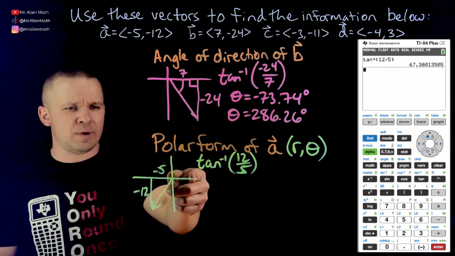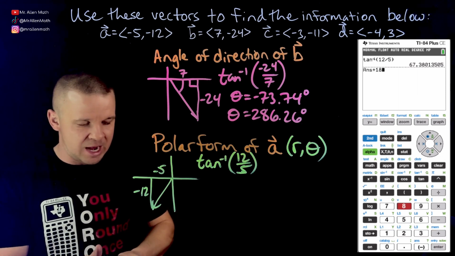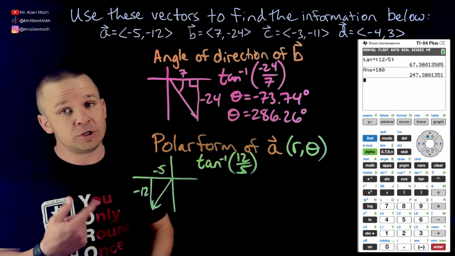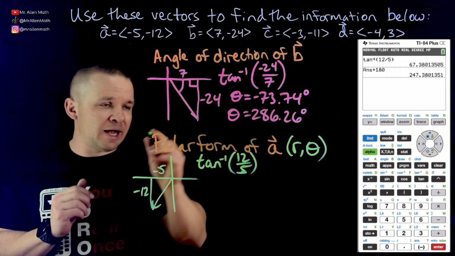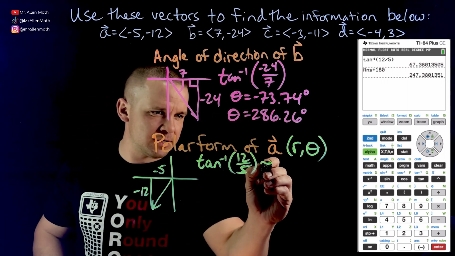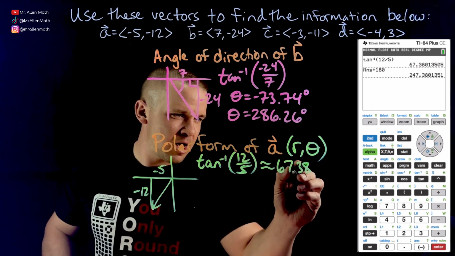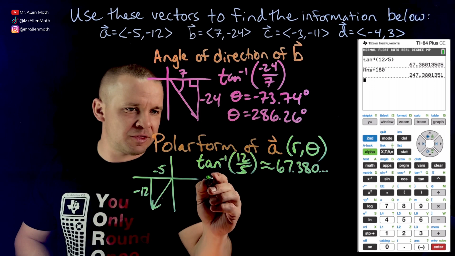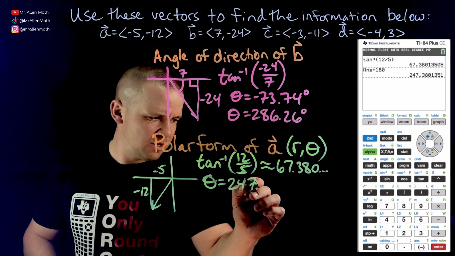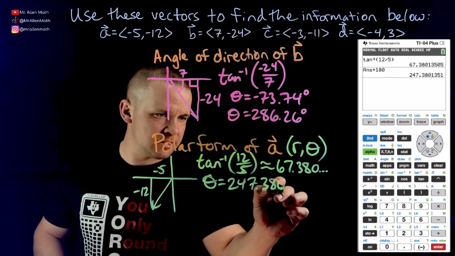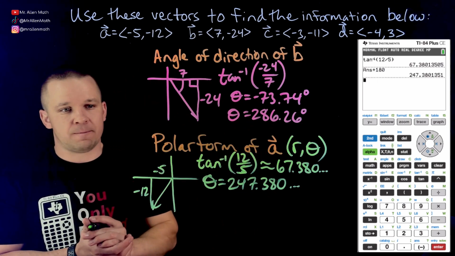So how do I get all the way around here? Well, I have 180 plus that angle, so let's add 180 to it, leaving it all in the calculator. YOLO, you only run once. And I end up with my angle theta, 247.3801. 380 and change. Cool, I've got the theta part.